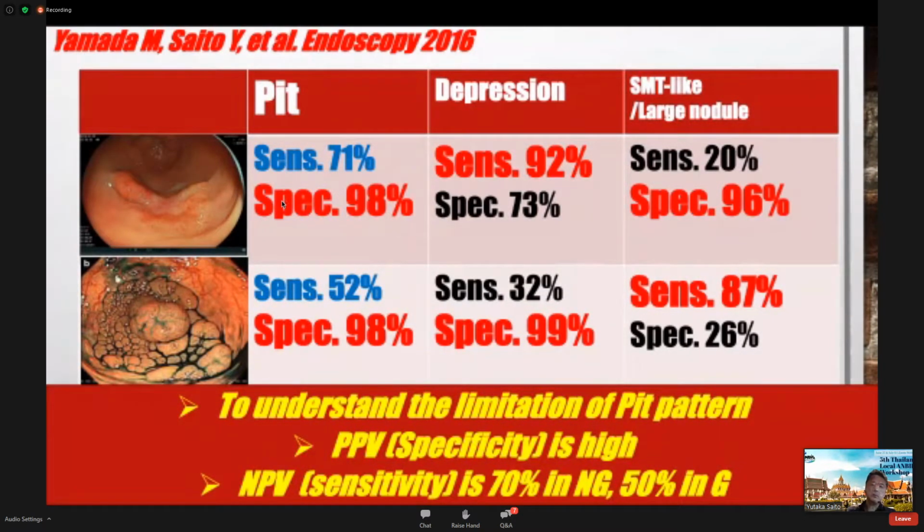However, the sensitivity of pit pattern for LST-NG was 71%, and the sensitivity of pit pattern for LST granular type was just 52% because of the protruded morphology. The specificity of pit pattern is really high, 98% for both. So keep in mind to understand the limitation of pit pattern and its positive predictive value. Specificity of pit pattern is quite high, more than 98%. But the negative predictive value and sensitivity of pit pattern are a little bit lower, 70% for LST-NG and just 50% in LST granular.